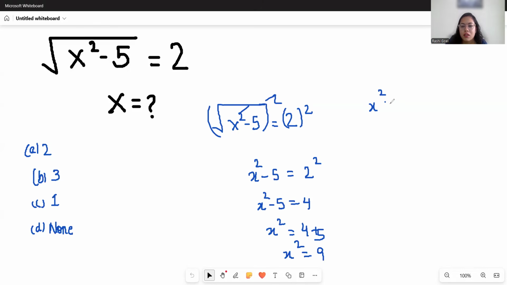So we can write this 9 as 3 square. Now comparing both sides, what is the value of x? 3, which is option number B.